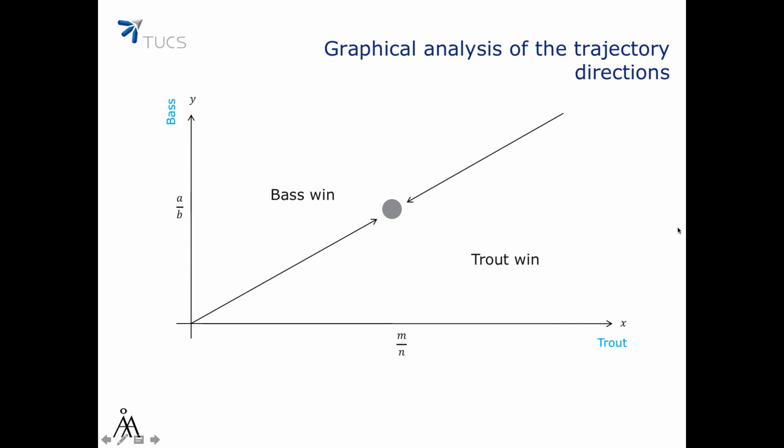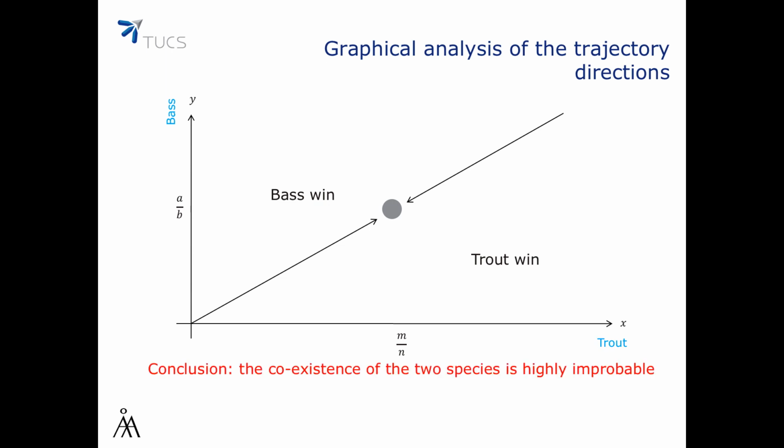So overall, we get that there is a fine line in this model as shown in this plot. If we start with some value above the line, the bass wins, meaning that the trout will eventually disappear from the lake. If we start below the line, then trout wins, meaning that the bass will eventually disappear from the lake. So the conclusion is that, according to this model, it's very unlikely that we can ever have the two species coexist in a lake.